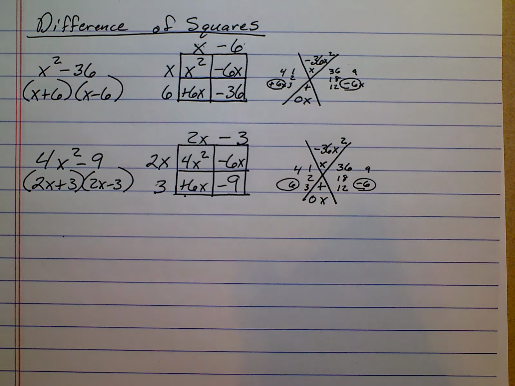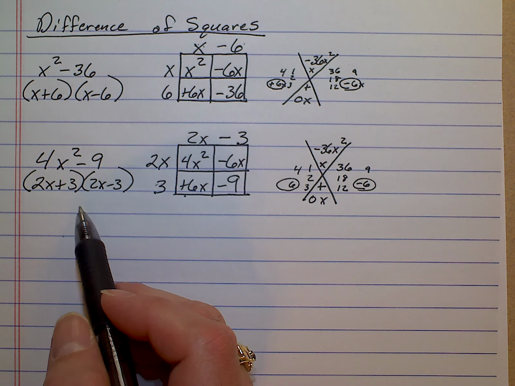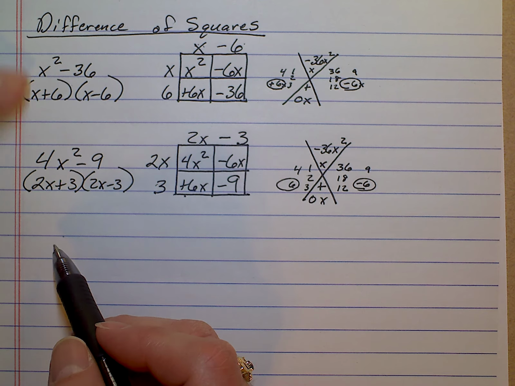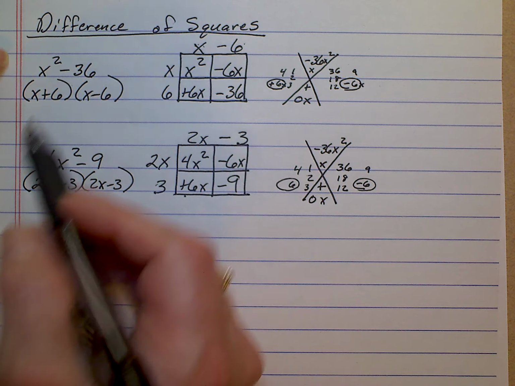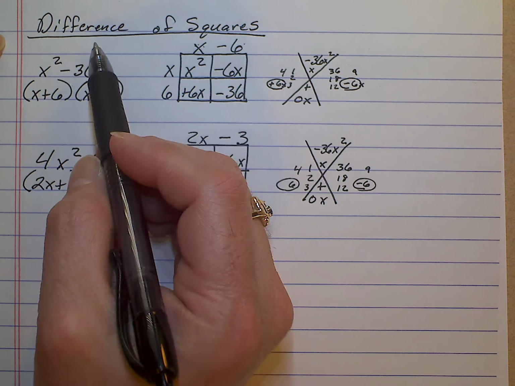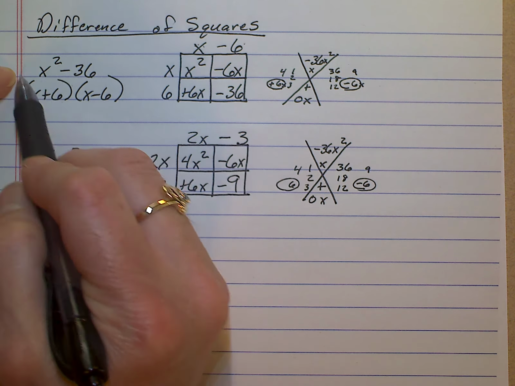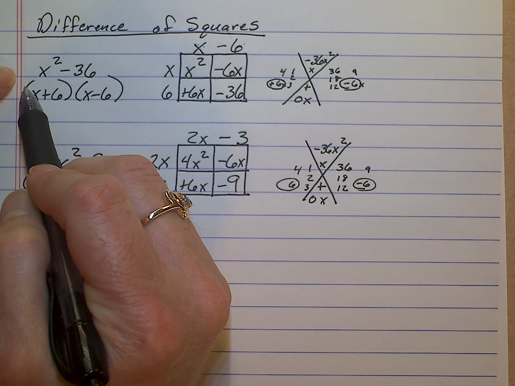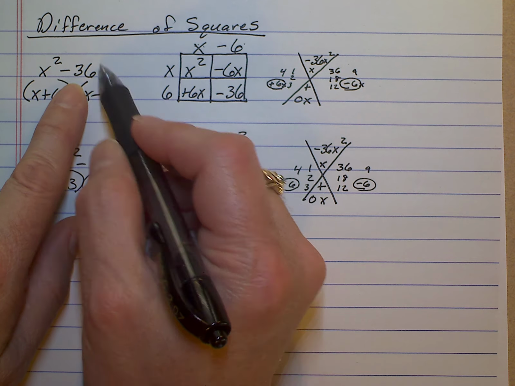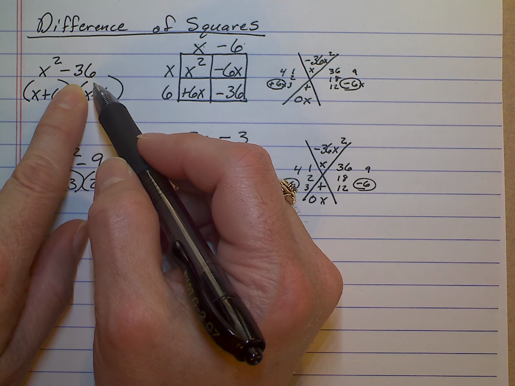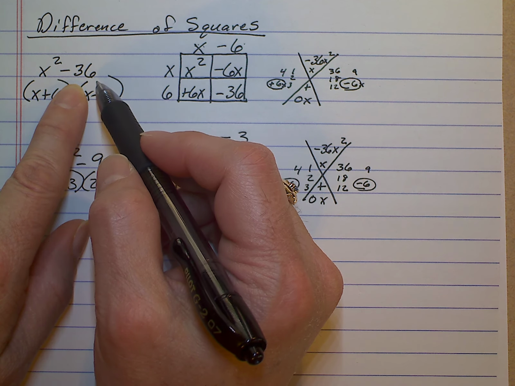I want to pause here and talk about what is going on. You might notice that these two have some similarities. I've got a something x squared minus a something. This is called difference of squares because this is a perfect square. x squared means x times x. And 36 is a perfect square because it's 6 times 6.